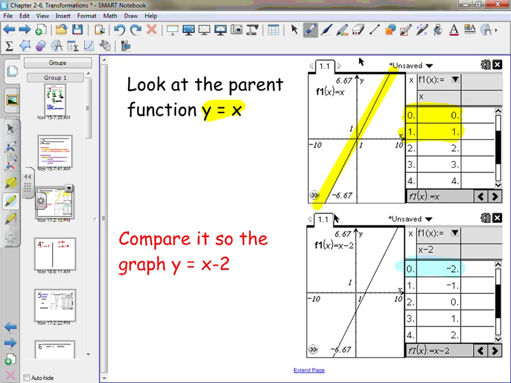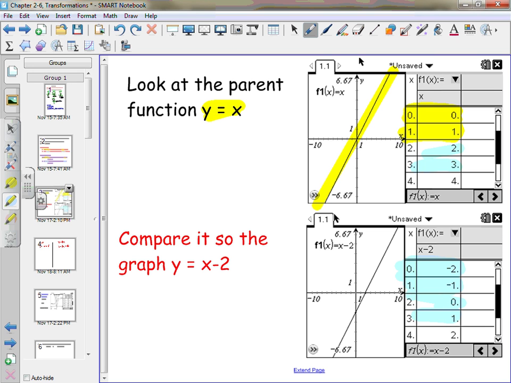Well, let's look at the 1. I go from (1, 1) to (1, negative 1). Well, let's think about that again. My Y value went from 1 down to negative 1. How many units is there between them? 2 units, okay? So if you look at all these, every one of them is down 2 units.